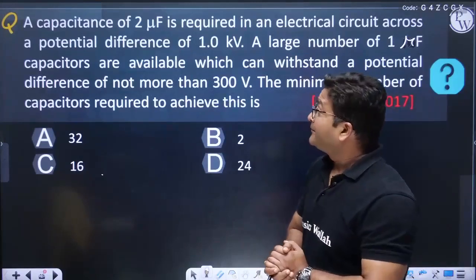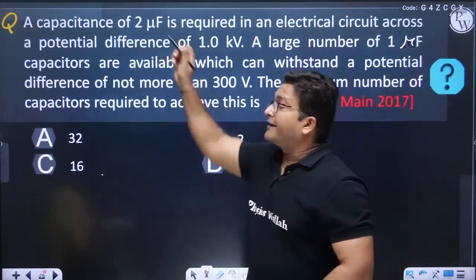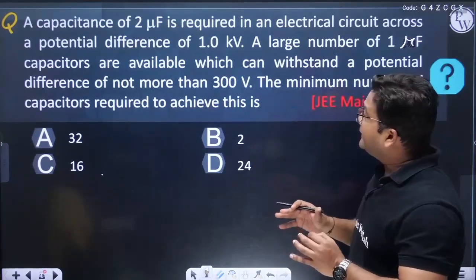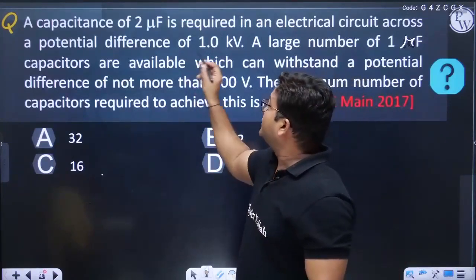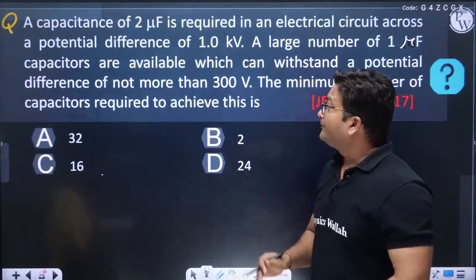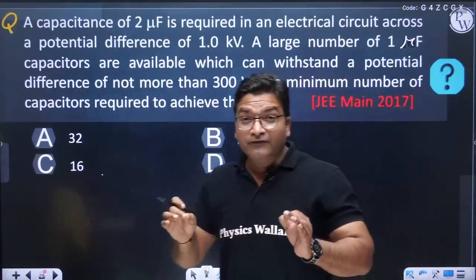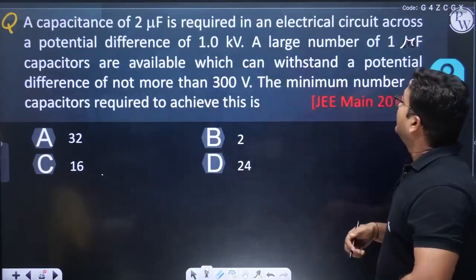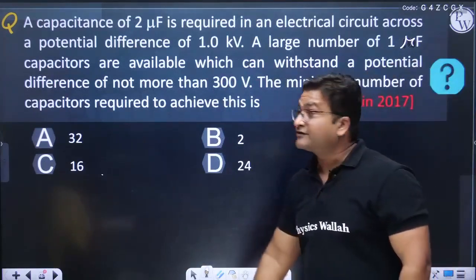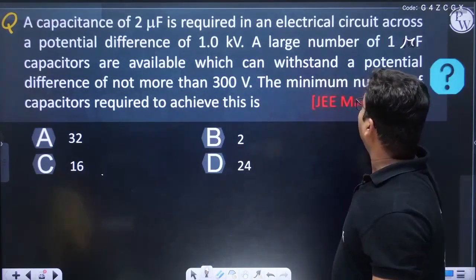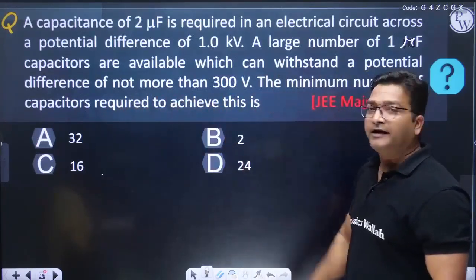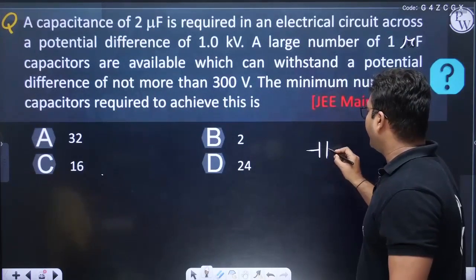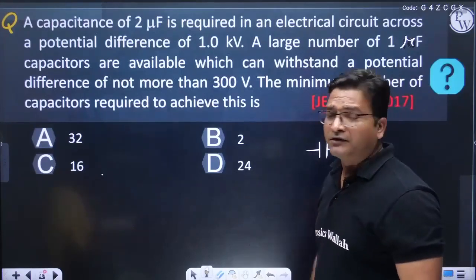In this question they say, we require a 2 microfarad capacitor in a circuit. And the capacitor should be such that it can withstand a potential difference of 1000 volt. So we need a 2 microfarad capacitor and we have to apply 1000 volt across this. And what is available? A large number of 1 microfarad capacitors are available, which can withstand a potential difference of not more than 300 volt.